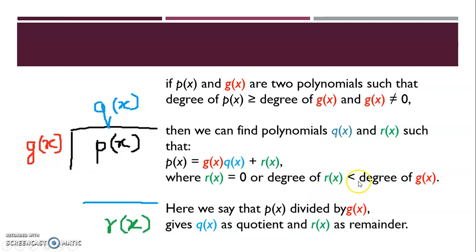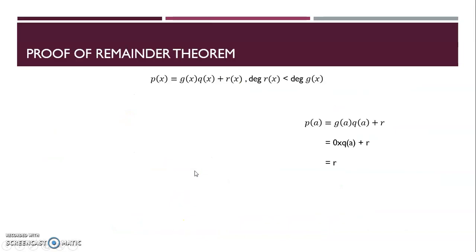See here, less than or equal to is also not possible. It has to be less than. So degree of the remainder must be less than degree of the divisor. Here we say that p of x is divided by g of x, and it gives the quotient q of x and the remainder as r of x.